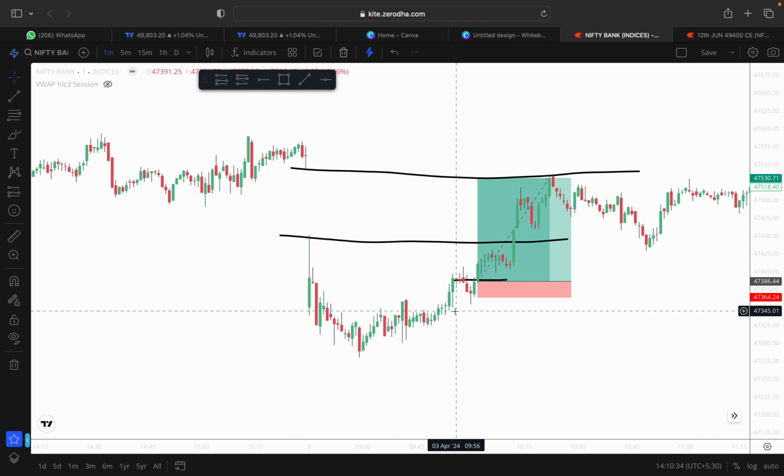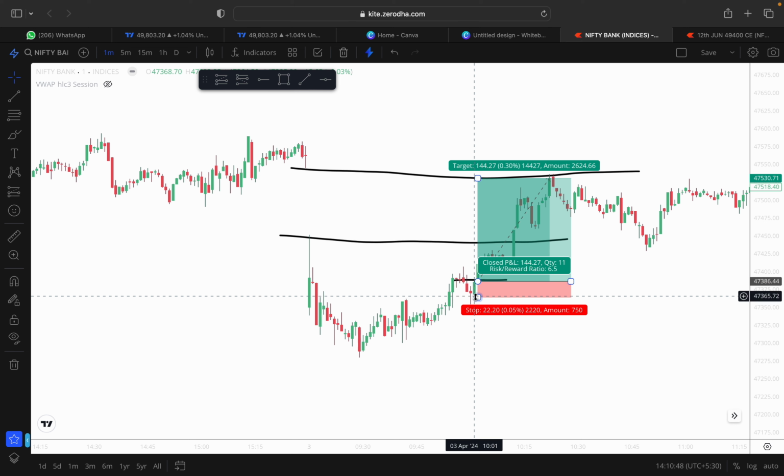9:55. Yeah, this is the close of that 5-minute candle. What we do is we again wait for some kind of more precise entry, some kind of retracement. The market goes up, again takes a retracement, and this is where we get our entry.